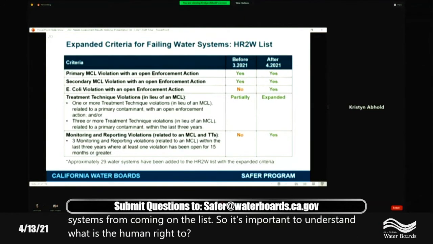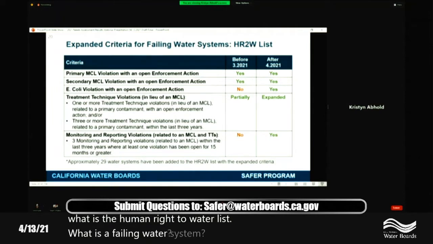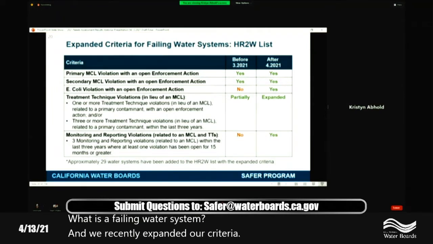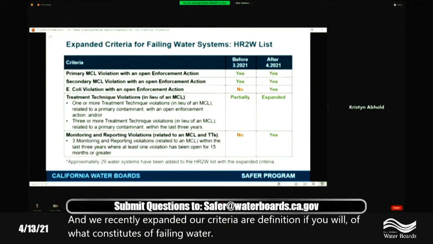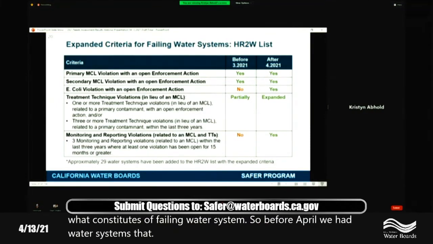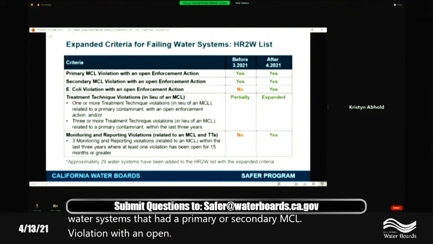What is a failing water system? We recently expanded our criteria, our definition, if you will, of what constitutes a failing water system. Before April, water systems that had a primary or secondary MCL violation with an open enforcement action were on the human right to water list.